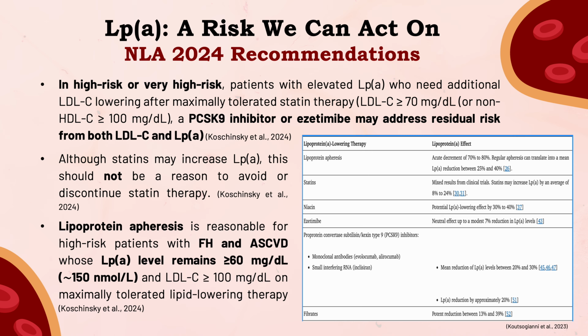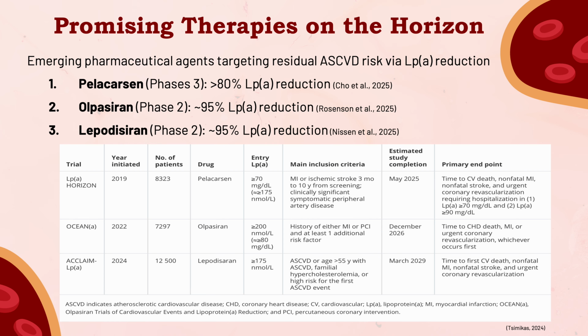The 2024 NLA guidelines emphasize that statins remain essential for LDL-C management and should not be discontinued because of Lp(a) elevations. In high-risk patients with elevated Lp(a) who need additional LDL-C lowering despite maximal tolerated statins, PCSK9 inhibitors or ezetimibe may be prioritized. Lipoprotein apheresis remains a reasonable option for patients with familial hypercholesterolemia or ASCVD when Lp(a) is greater than or equal to 60 mg per deciliter and LDL-C is greater than or equal to 100 mg per deciliter on maximal therapy.